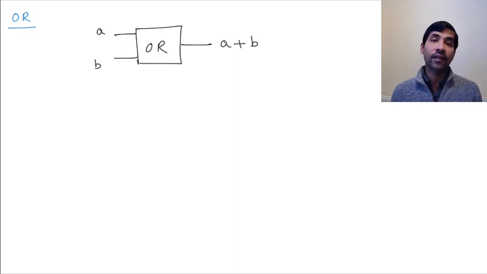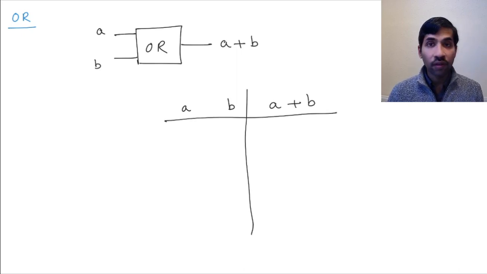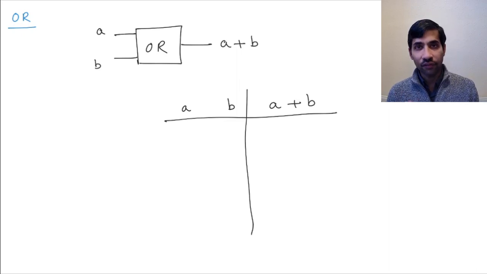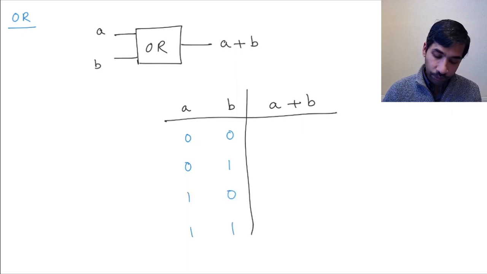How does the OR operation work? We can again define the OR operation by drawing a truth table. To draw a truth table, we put the inputs on the left hand side, and we put the output on the right hand side, and we write all combinations of the inputs. In this case, there are four combinations: 0 0, 0 1, 1 0, and 1 1. And in this case, the outputs are 0 1 1 1.